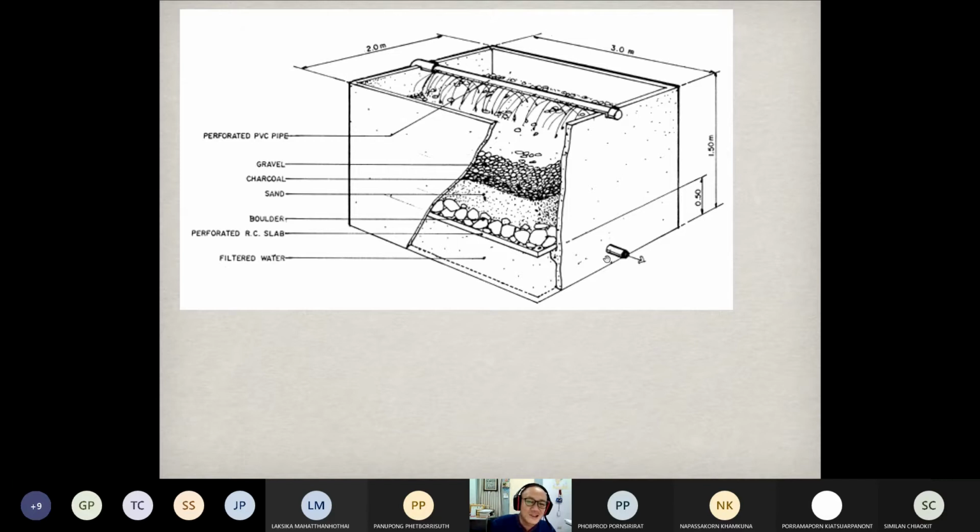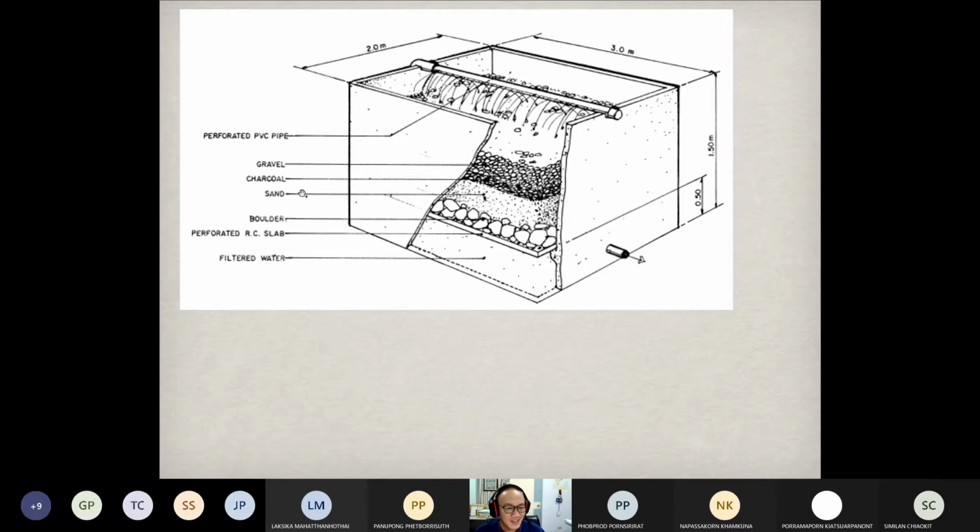In general, we use sand as the filter media, but in some cases they may also use gravel. In some cases, they may also use charcoal. In fact, using charcoal could pose some benefits: if the water contains some taste and odor, charcoal can actually adsorb the compounds associated with taste and odor generation.